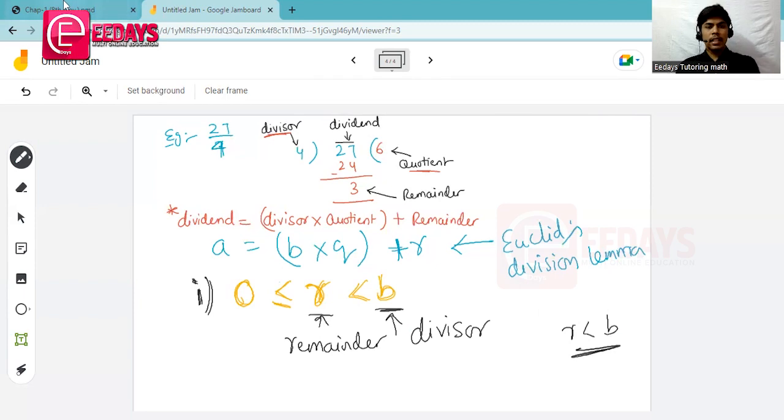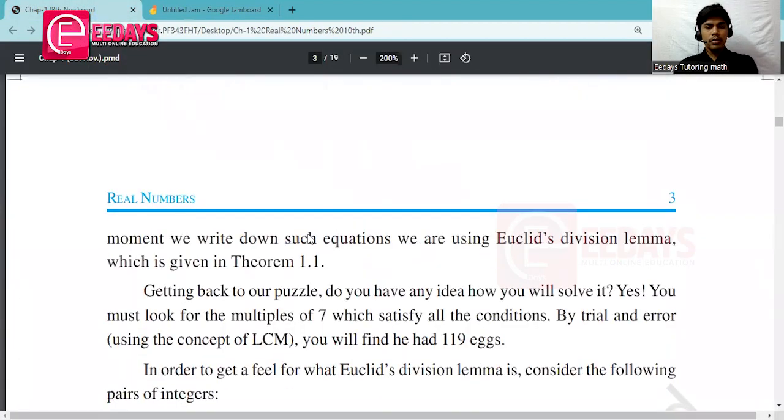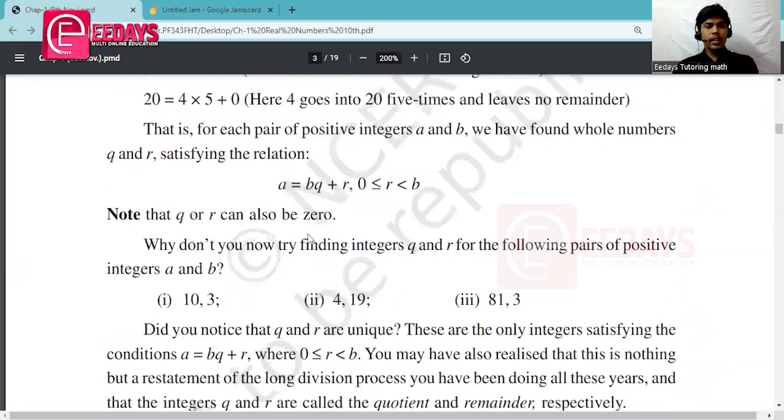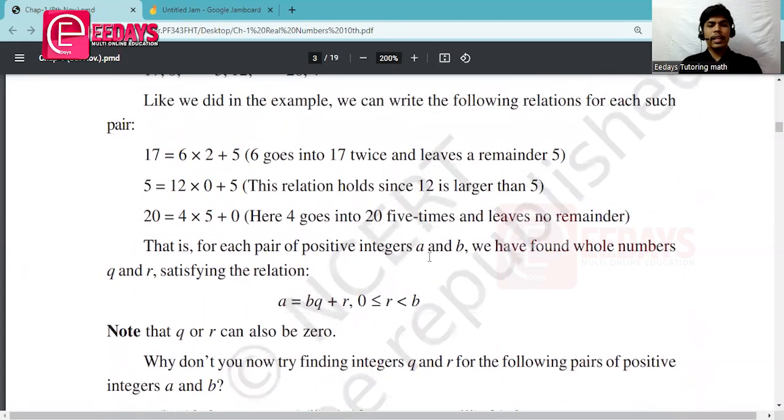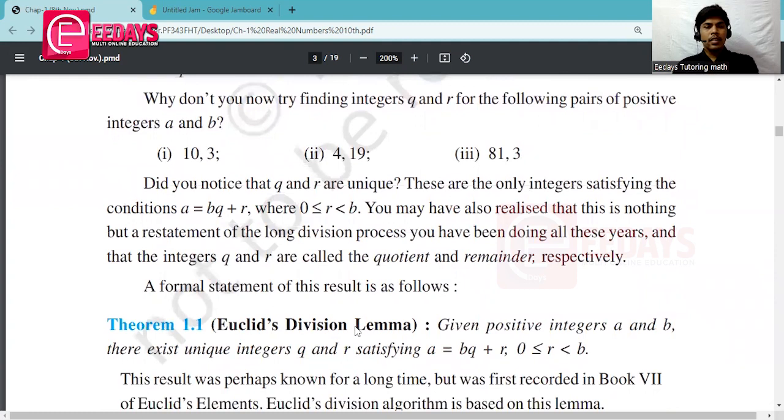Let's see what the textbook gives. Here we can write the conditions. For integers a and b, you write like this: a is equal to bq plus r, and the condition is 0 less than or equal to r less than b, where q or r can also be 0. Remember, whether we get 0 depends on the question. q we call the quotient and r we call the remainder. These things we already learned.